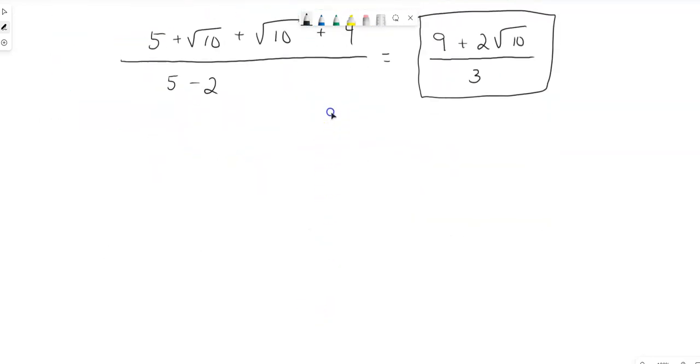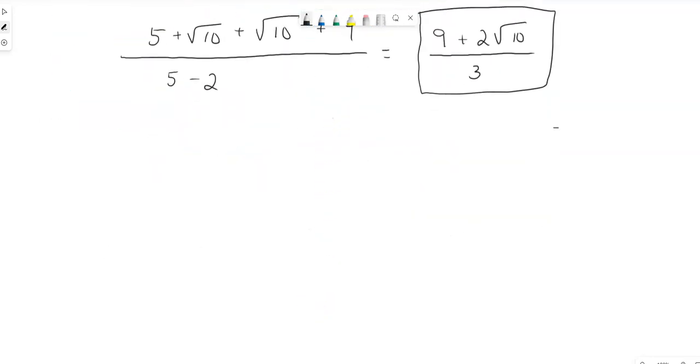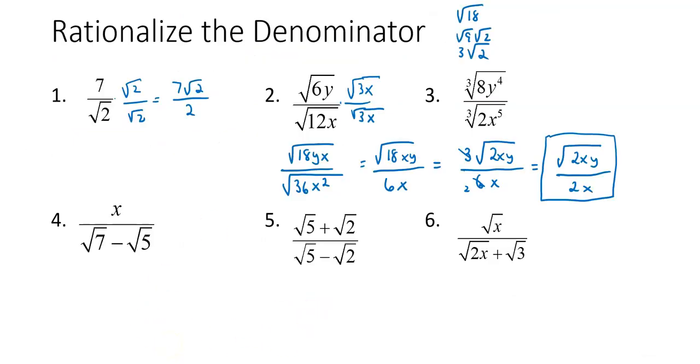All right, let's take a look at one more. This one's got variables in it. If I go back to number 6, take a look at that. I got a square root of x on the top and a square root of 2x plus the square root of 3 on the bottom. And notice the way that radical expression on the bottom is drawn. The 2 and the x are both underneath that radical.